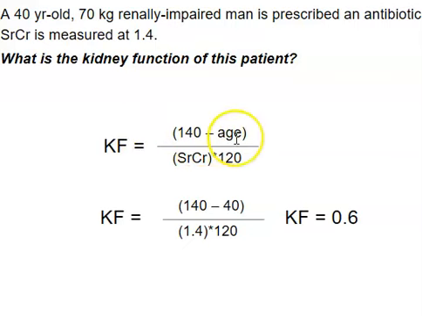We've got 140 minus the age. He's 40 years old, so 140 minus 40. His serum creatinine is 1.4. Put that in here and multiply it by 120. So this guy's kidney function is 0.6, or about 60% of normal.